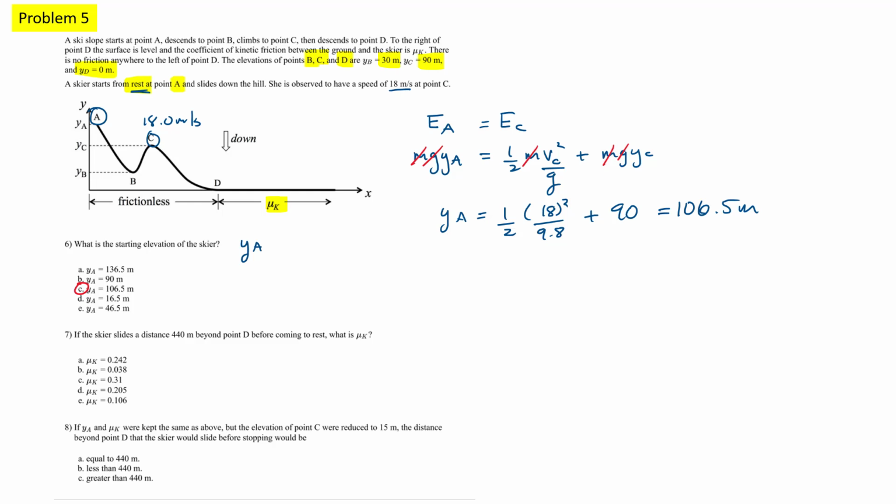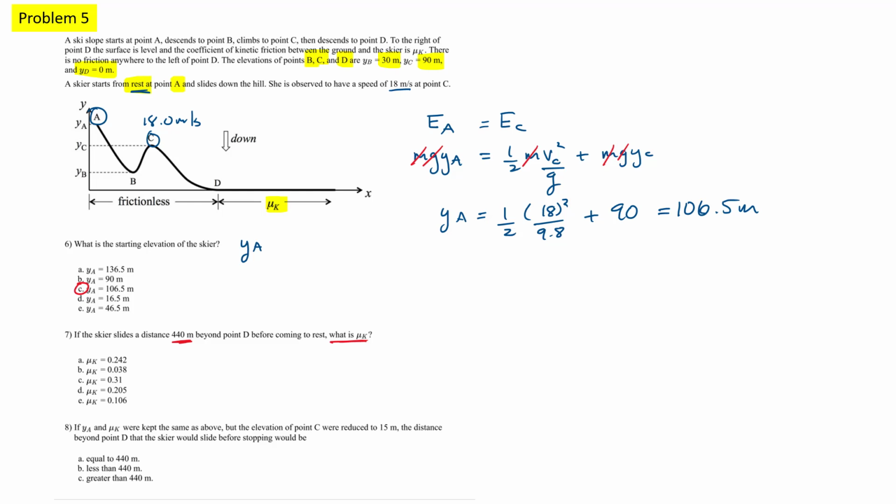and that corresponds to choice C being the best one. Question 7 says, if the skier slides a distance of 440 meters beyond point D before coming to rest, what is the coefficient of kinetic friction?